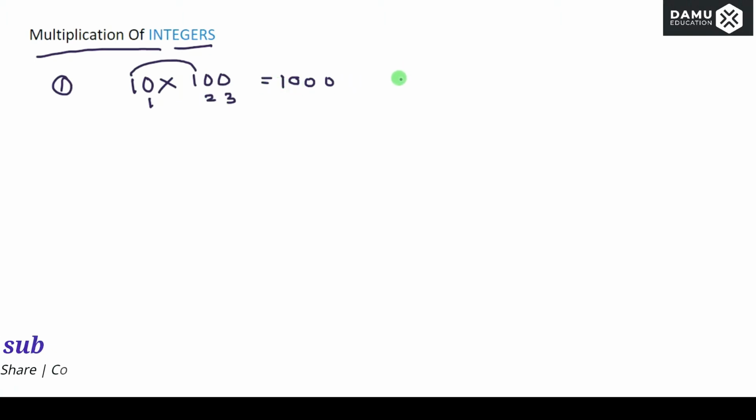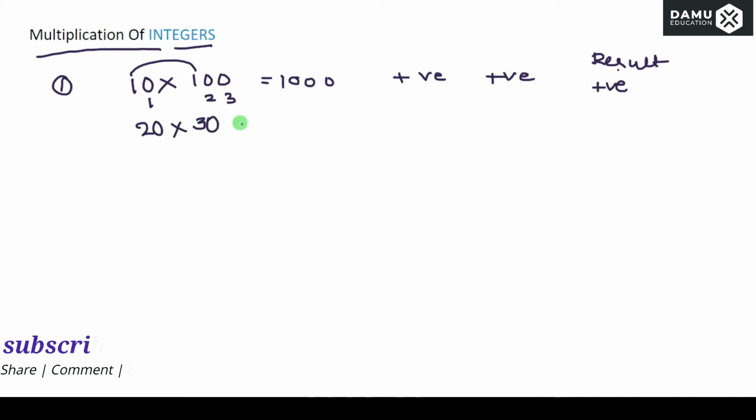So both numbers are positive. Then the resultant will be, if you multiply positive numbers, then we are getting a positive resultant only. Then our second case, so we'll give one more example for this. 20 into 30. First we have to multiply 2 into 3, that is 6. Then how many zeros are there? 1, 2 zeros are there. Just add 2 zeros here. So this is also a positive resultant.